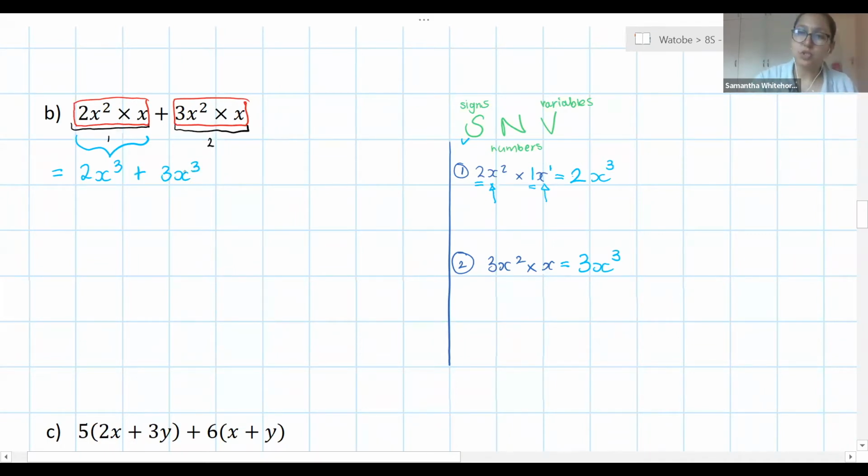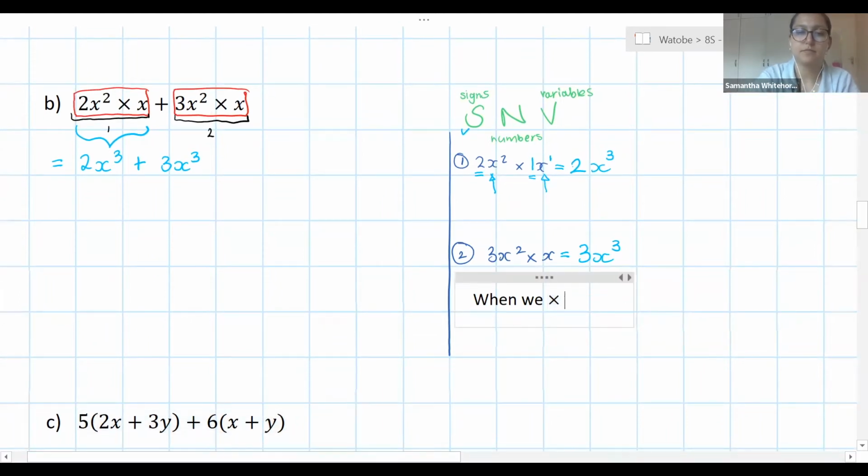So now I've done step number 2, where we have simplified each term. Now I want to check if there's any like terms in this expression that I can add together. So I'll give you a second to think about it and let me know if you think there are like terms, and then give me a final answer. Yes, Theo's put an answer in the chat.